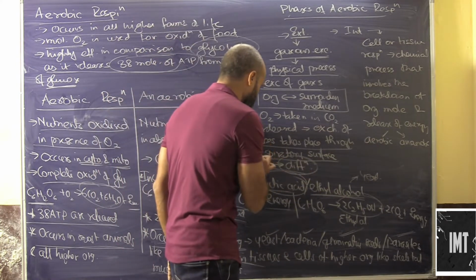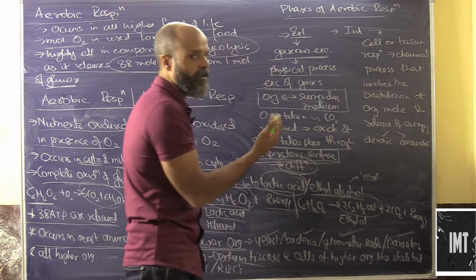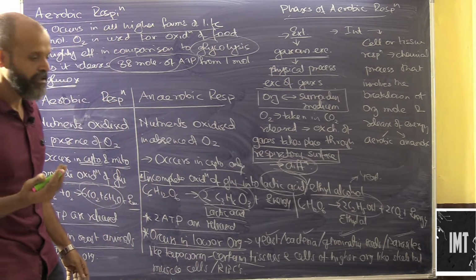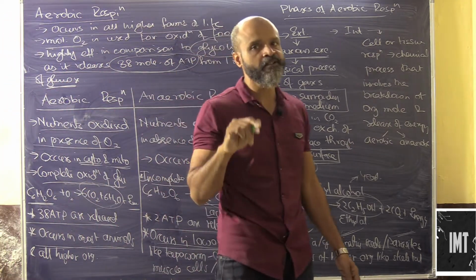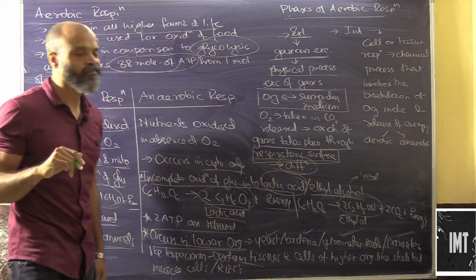So there is a particular respiratory surface wherein this exchange happens. For example, in plants, the respiratory surface is stomata. So that's the respiratory surface.